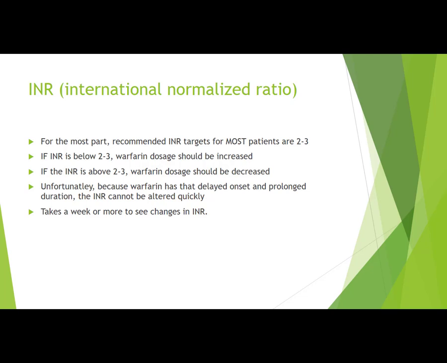For the most part, INR, this is in terms of just the numerical value. For the most part, recommended INR targets for most patients are 2 to 3. And these are patients who are on anticoagulants. If the INR is below 2 to 3, warfarin dosage should be increased. If the INR is above 2 to 3, warfarin dosage should be decreased. So you have to remember, it's kind of like the opposite.